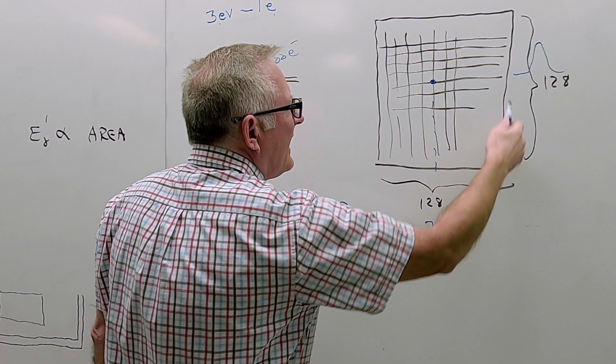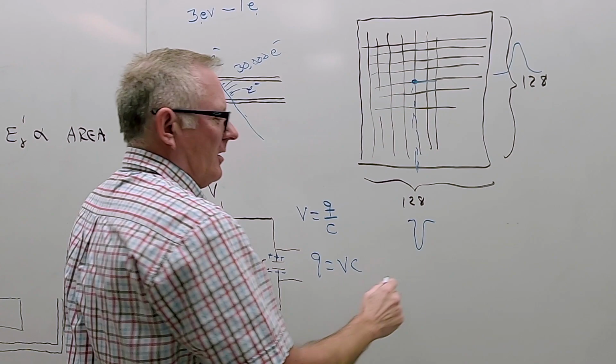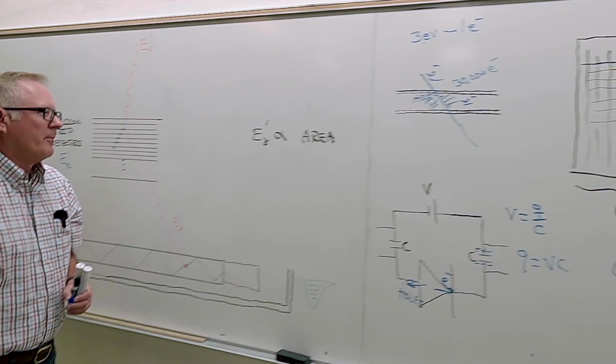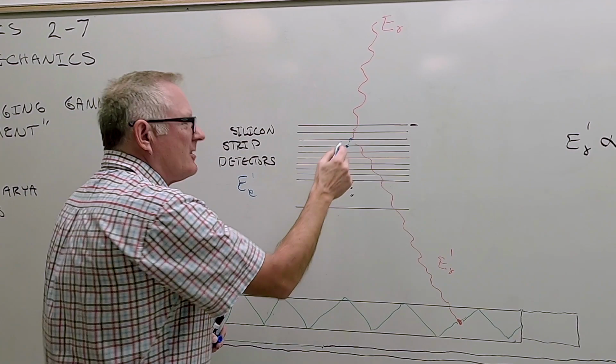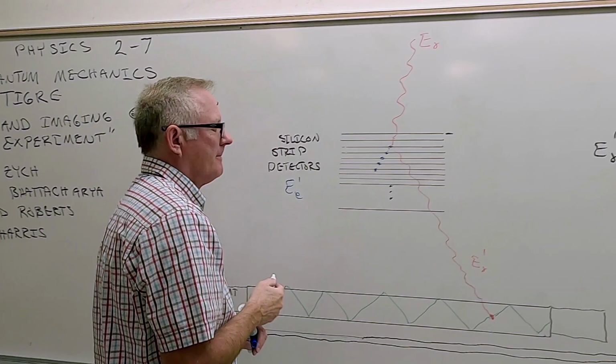That gives you a nice XY position. So we get an X and a Y position on the silicon strip detector. We get an X and a Y, an X and a Y, an X and a Y, and we know which board it is. So we actually get an XYZ and energy. So we get a track, a little track going across there.